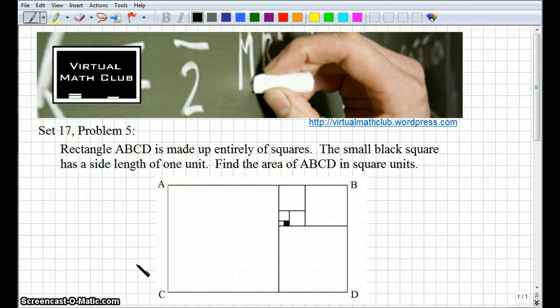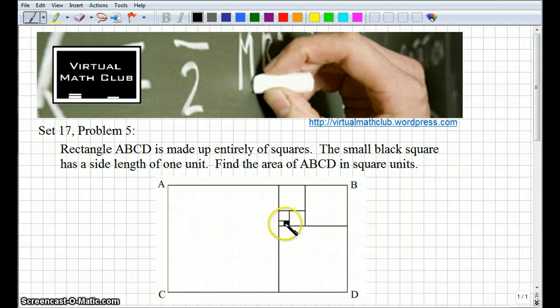All right, problem number 5. We have a rectangle ABCD and it's made up entirely of squares. The small black square has a side length of 1 unit, and we're asked to find the area of ABCD in square units. All right, well, this isn't too hard.